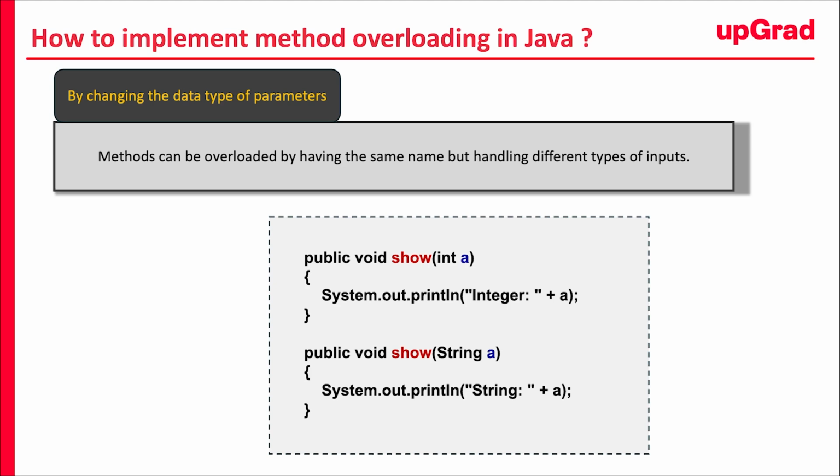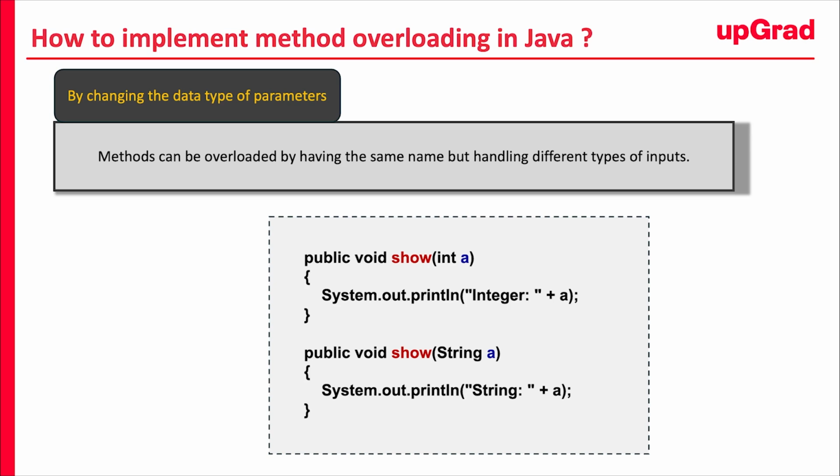Similarly, if you call show and pass the name of somebody, like let's say Sam, which is a string value, then automatically this will go to the second function, not the first function, because the second function is the only one which is accepting the string value. As simple as that. We are basically changing the data type of parameter and we are achieving method overloading. All right, so this is how you can do that.